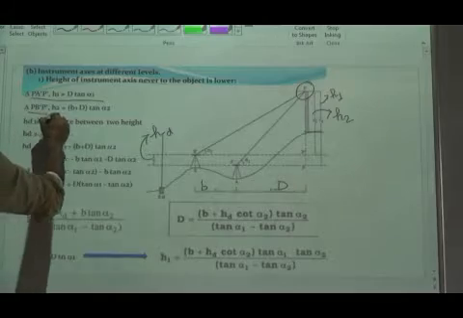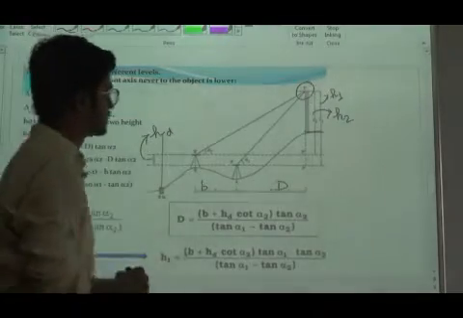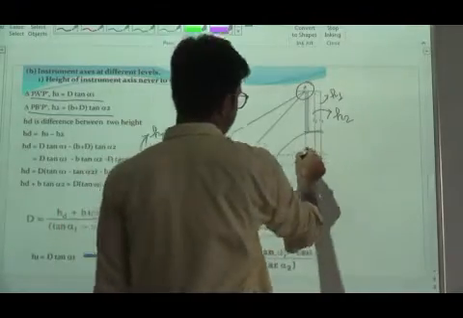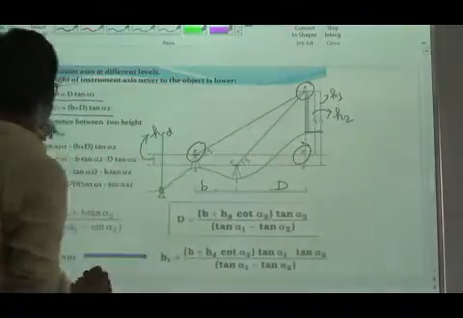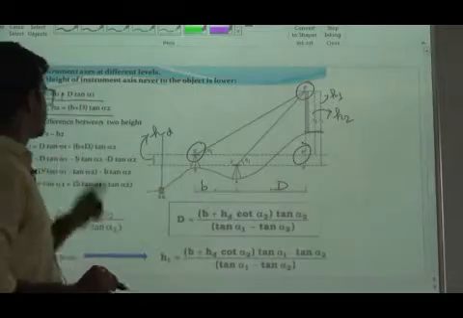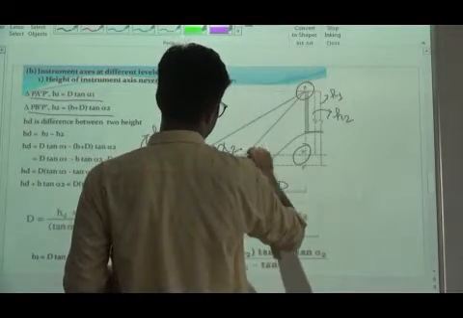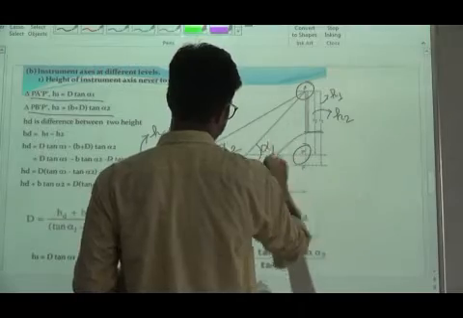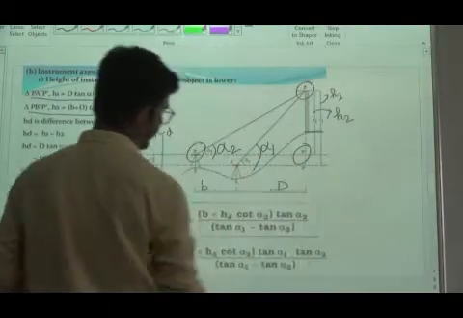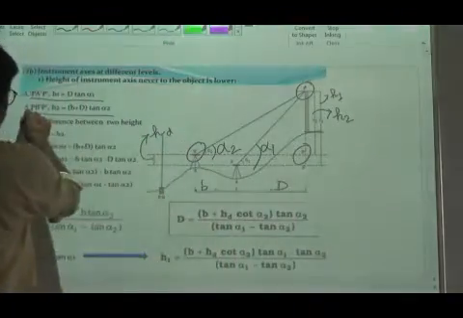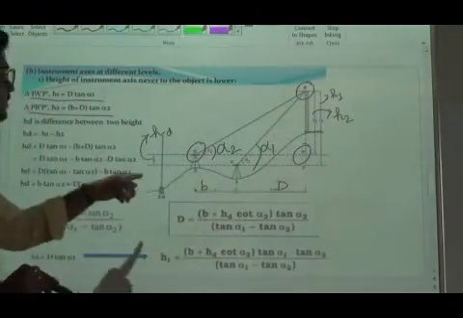and the second triangle is P B dash P dash. Considering this triangle, H2 will be B plus D into tan alpha 2. This one is the alpha 2 reading and this one is alpha 1, and the distance here is D, and the total distance will be B plus D for the triangle P B dash P dash.